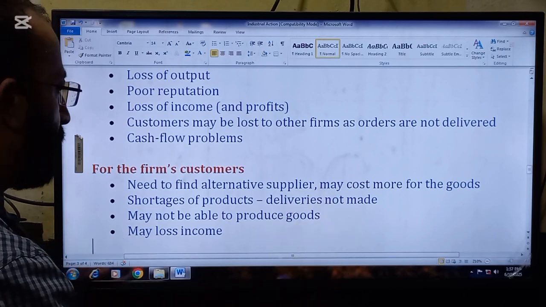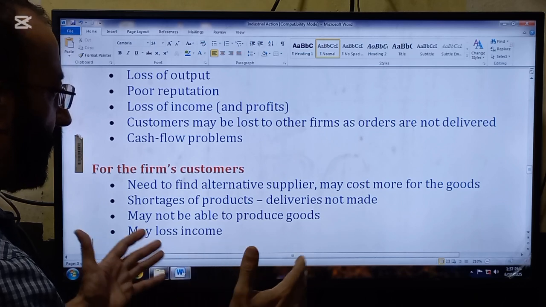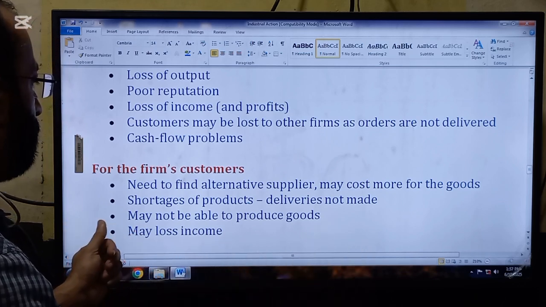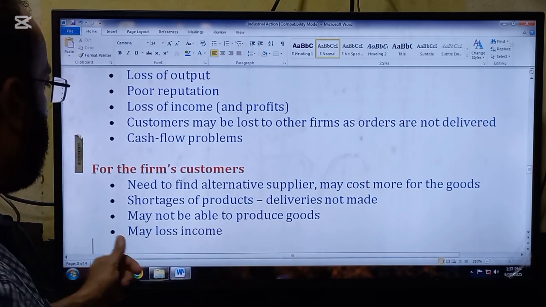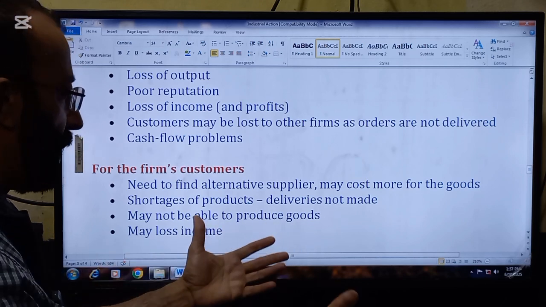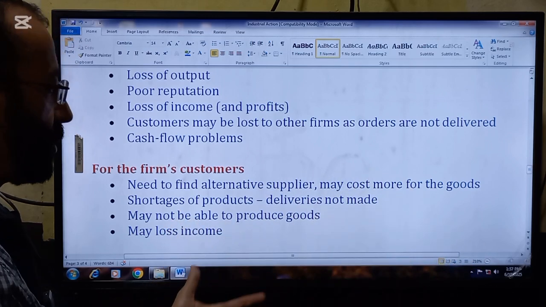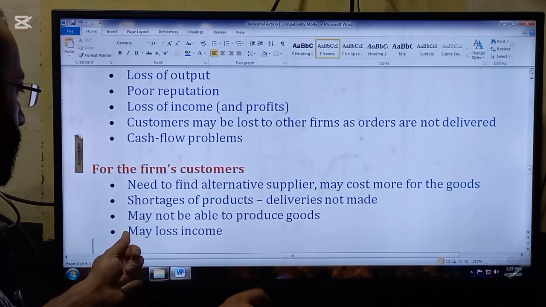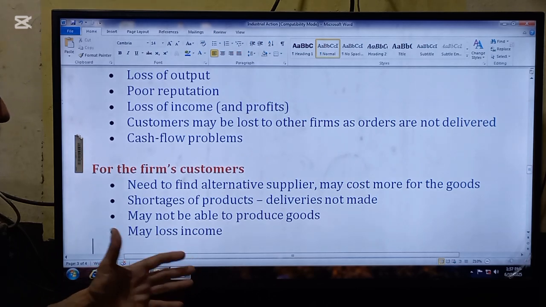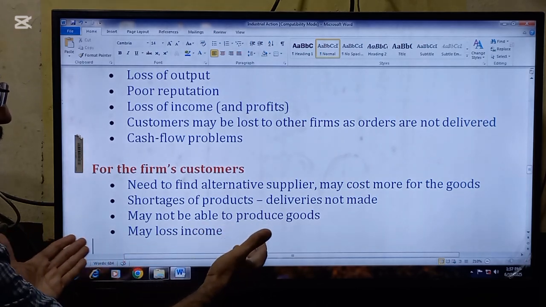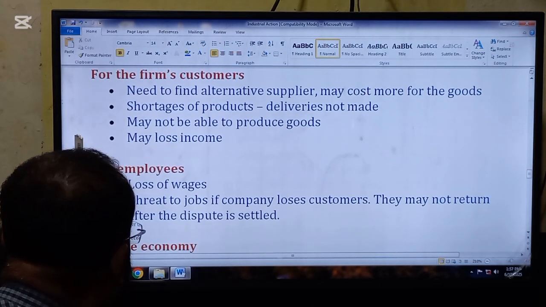Next is shortages of the products, deliveries not made. If a particular firm is facing industrial action, the customers may face a shortage of products, with deliveries not made. Next, may not be able to produce goods. Maybe the raw material is not delivered from a particular firm because of the industrial action, so the customers may not be able to produce goods. Next, may lose income. When they are not able to produce goods, they will lose income.